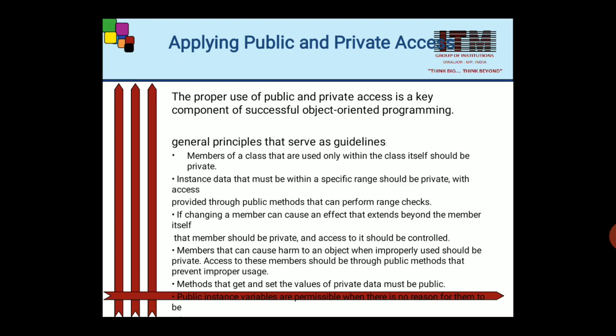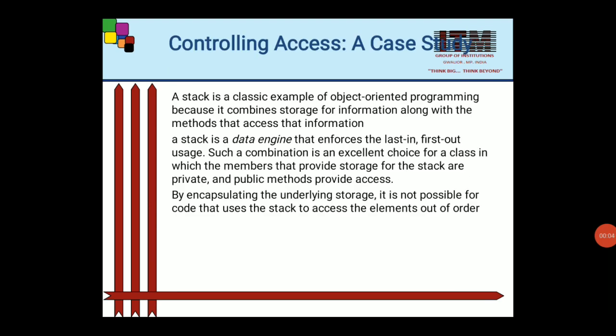And many more are there. So the next one is the controlling access case study. To better understand the how and the why behind access control, a case study is useful. One basic example of object oriented programming is a class that implements a stack. As you probably know, a stack is a data structure that implements a last in first out list. Its name comes from the analogy of a stack of plates on a table. So the first plate on the table is the last one to be used.